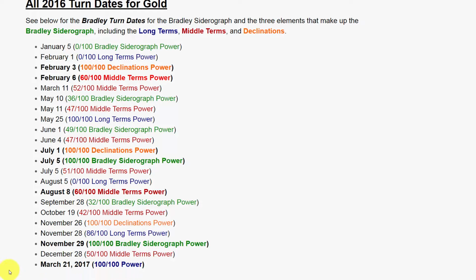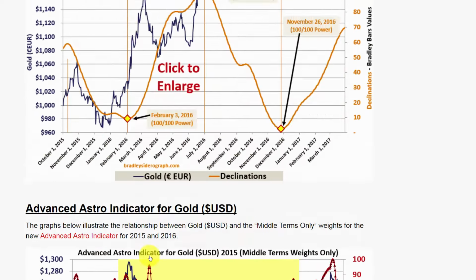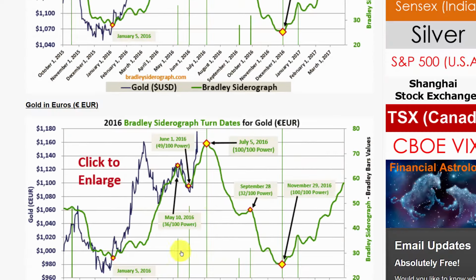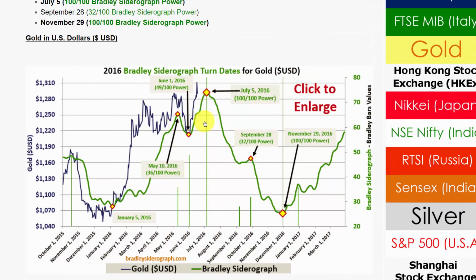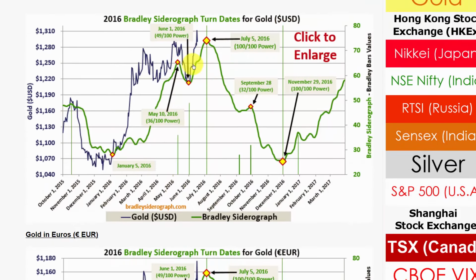So let's talk about, once again, what the highs and what the lows are. If we come over here, this is just one example, this is the graph for gold. So you can see that here's a high in the Bradley Siderograph, and here's a low. To be more comparable, I wanted to compare highs in the Bradley Siderograph that were turns, and lows in the Bradley Siderograph that were turns, just to be a little bit more precise. And it looks like the price of gold has pretty closely followed the Bradley Siderograph in recent months.